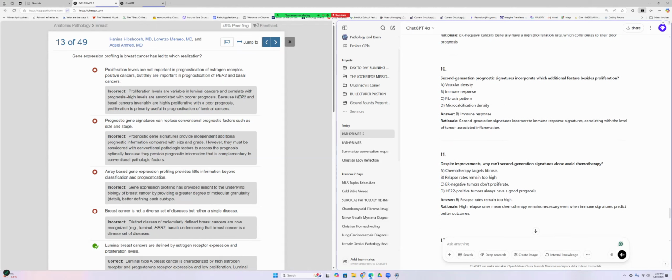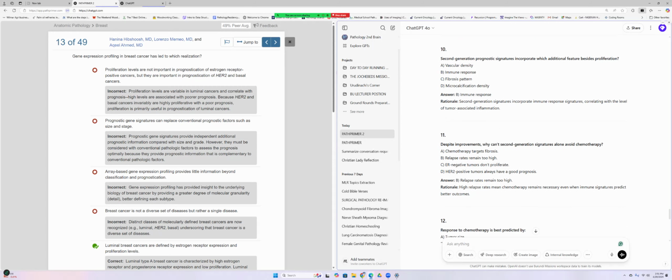Question number 10. This is kind of important to breast pathologists, for us to have seen this genomic expression profiling again and again. Second generation prognostic signatures incorporate which additional features beside proliferation? Immune response signatures. So there's immune response. So apart from Ki67, they're incorporating the ability of the body's immune system to respond to it or something. I don't know how that operates.